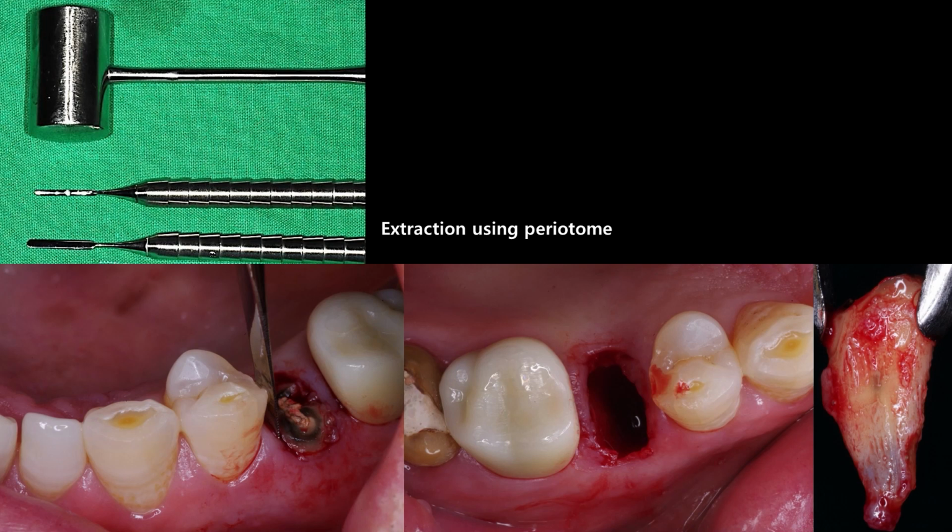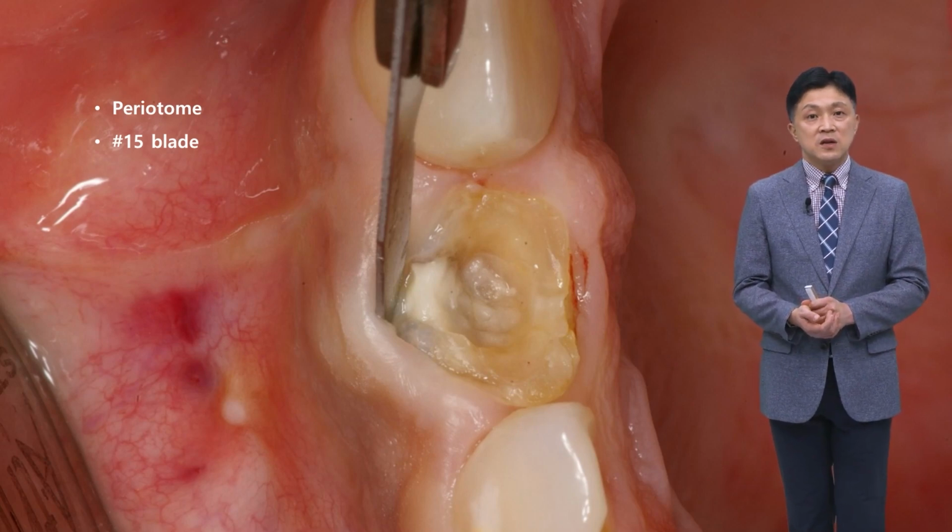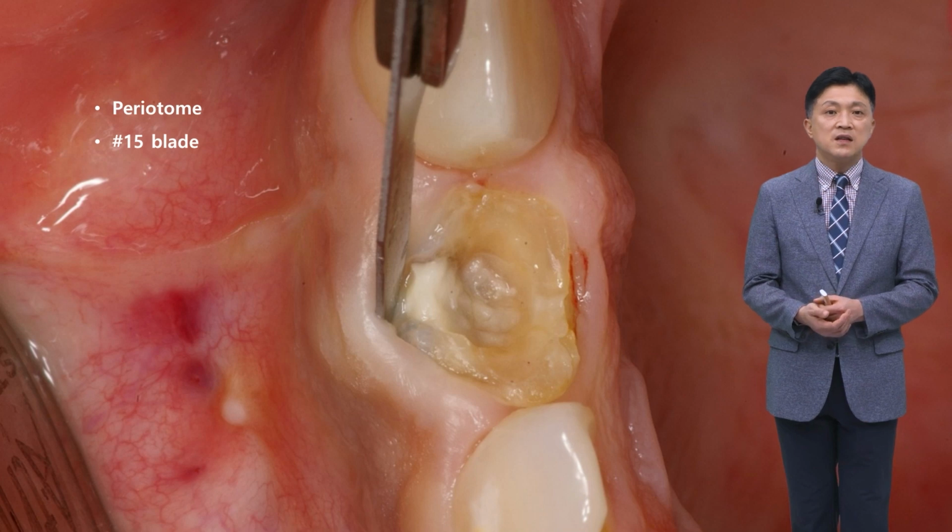What do we need to do to provide atraumatic extraction? First, my recommendation is to use a periotome. You can apply the periotome in the PDL space. You can cut the PDL first. Using a blade, you can cut the PDL. If you use a periotome, you can minimize damage to the alveolar bone and alveolar process and do the extraction. If it is too thin, as shown, you can use a number 15 blade to cut the PDL.